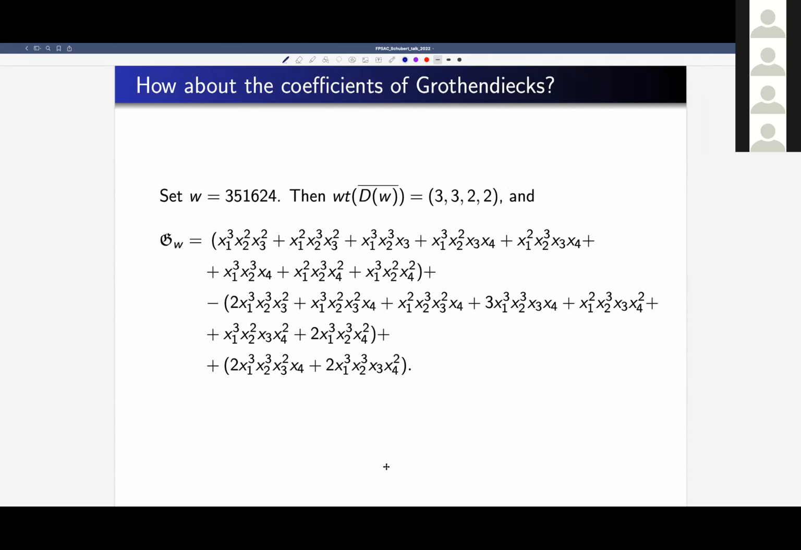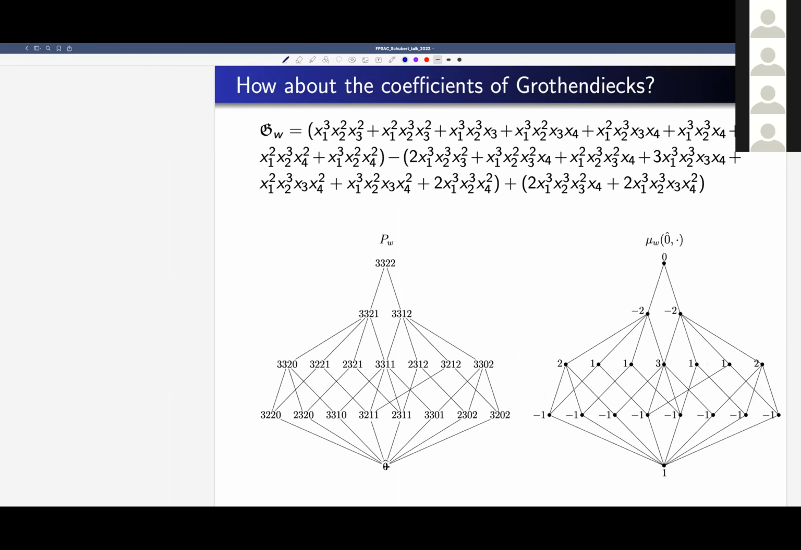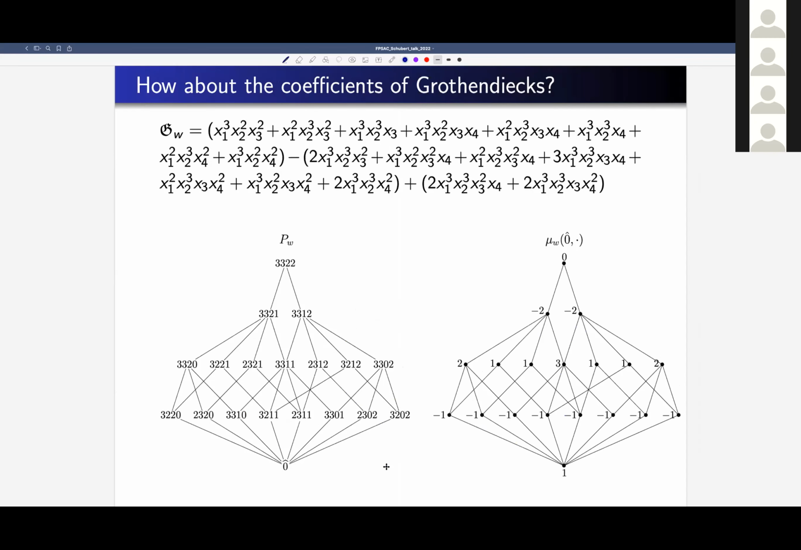So let's look at a slightly more complicated example. Okay, so here's this permutation. I drew the poset with the 0 hat included. And actually, I didn't draw it, Avery did. And these are the Möbius function values. And sure enough, if you check, they match the coefficients of your Grothendieck. This one here corresponds to x to the dw bar. dw bar is 3, 3, 2, 2. It does not appear in the Grothendieck. So, well, it says it appears with coefficient 0.